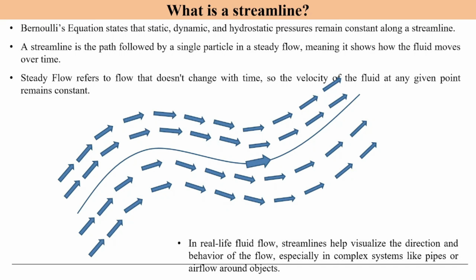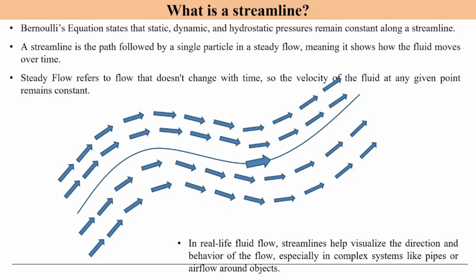Steady flow means the velocity of the fluid at any given point does not change with time. While the speed and pressure may vary along the streamline, the overall pattern of the flow remains constant. Bernoulli's equation is widely used in fluid mechanics, explaining phenomena like lift on an aeroplane wing, water flow in a pipe, and even blood circulation in the human body.